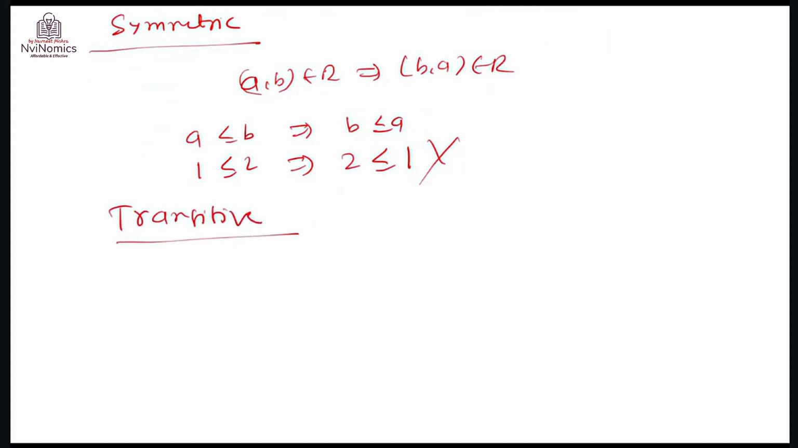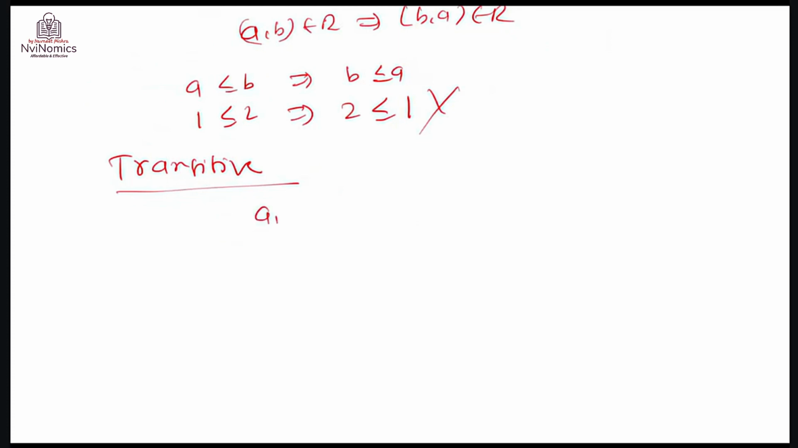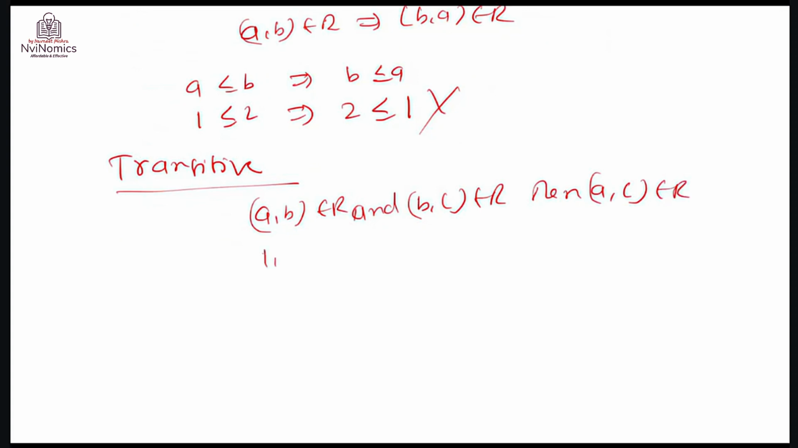So in a transitive relation, if (A,B) belongs to R and (B,C) belongs to R, then (A,C) must belong to R. Now look, take 1 is less than or equal to 2 and 2 is less than or equal to 3, it implies that 1 is less than or equal to 3.